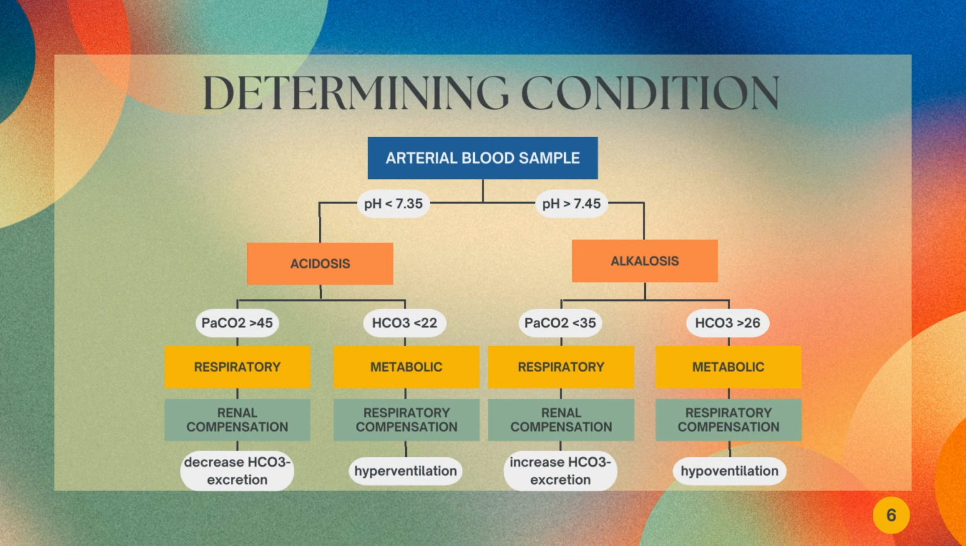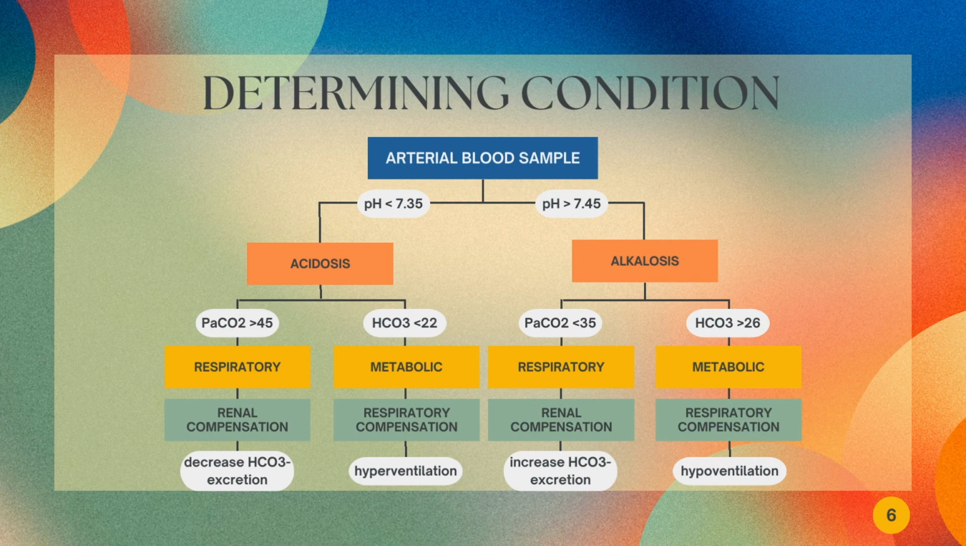If you're looking at the partial pressure of carbon dioxide and it is normal, then you need to look at what the bicarbonate is. If the bicarbonate is low, you have metabolic acidosis. If it is high, you have metabolic alkalosis. So you just look at one lab value at a time, determine if it's low, high, or normal, and that will help you determine the condition through this flow chart.